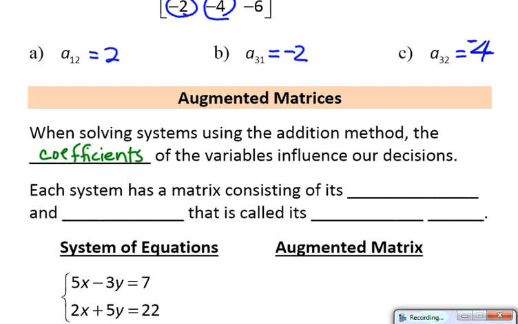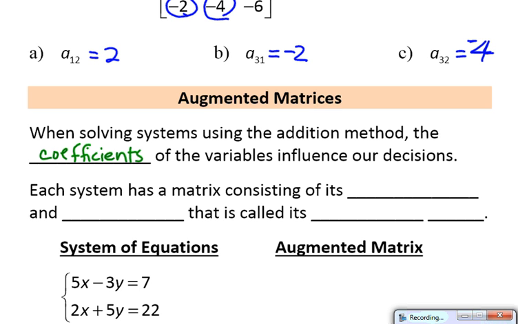So when solving them, we're going to simplify things a bit, because this is actually a method that would be easy to use in a computer. When solving systems using the addition method, what's important is the coefficients of the variables. We're looking for two sets of coefficients that are the same number with opposite signs, so we can add them and eliminate them. So it's the coefficients that influence our decisions.